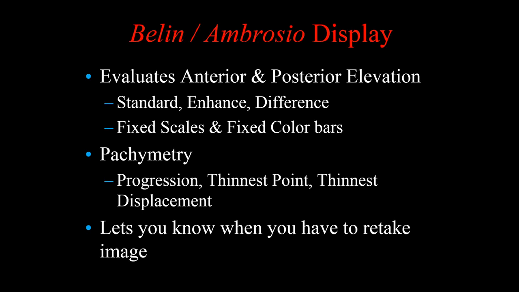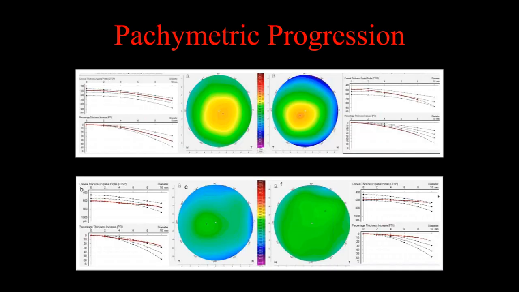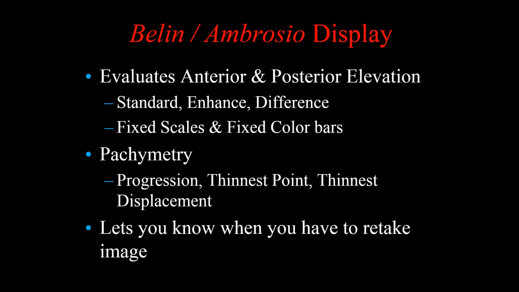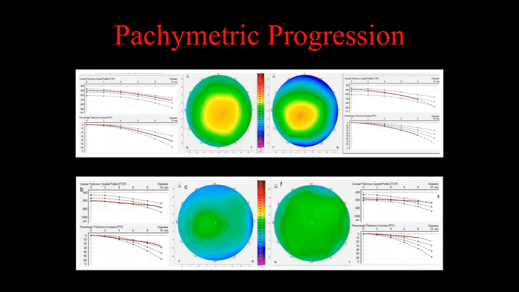The right side is all the pachymetric data. We give you the corneal thickness map and the pachymetric progression graphs. And the other important thing, and I think my next slide will show you that. Let's see. No, it doesn't. Okay. It lets you know when the map is not reliable. And I believe we'll show that in a slide or two.